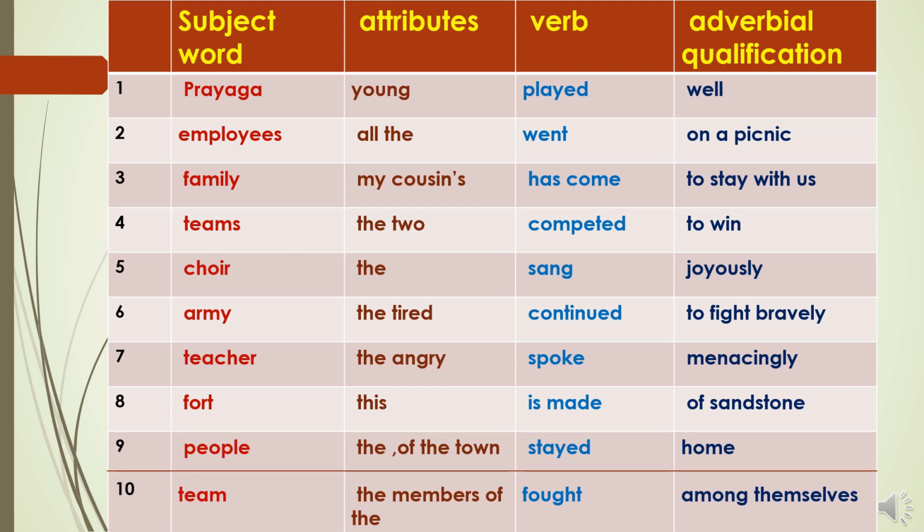Third, family subject word, my cousin's attributes, has come verb, to stay with us adverbial qualification. Fourth, teams subject word, the two attributes, competed verb, to win adverbial qualification. 5. Choir subject word, the attributes, sang verb, joyously adverbial qualification.